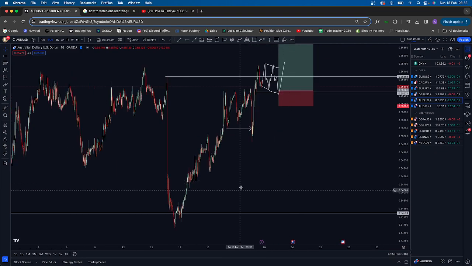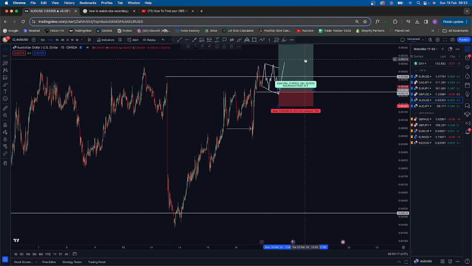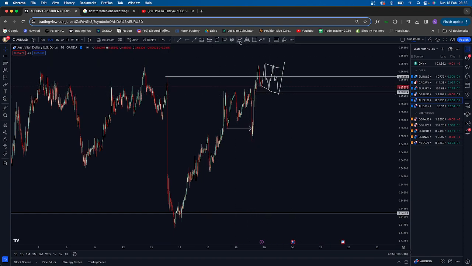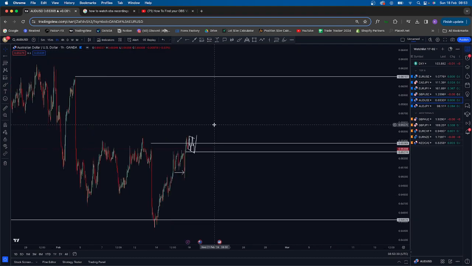Can I see any shorts in here? At this point, let's just get rid of that for a minute. If price was to push down, break through here, this inflection point, let me just go back because I'm on the 15 here. I'm going to use the 1 hour.